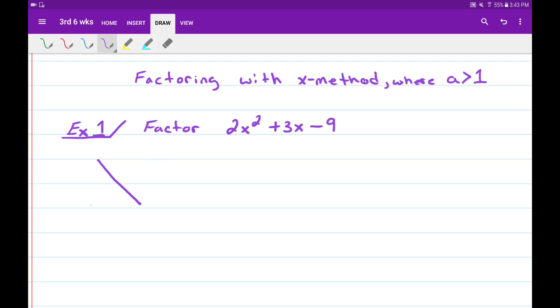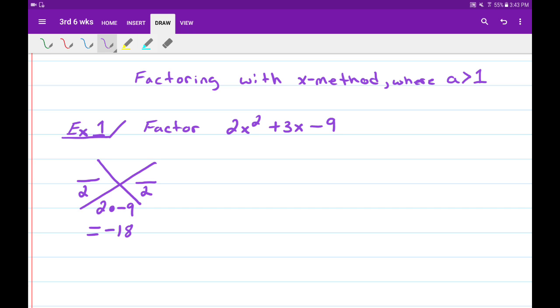So on this part, draw my X. Now on these particular ones, we now have a 2 on bottom because our A coefficient is a 2. Okay, so it's bigger than 1. All right, and then the bottom of the X, that's your A coefficient times your C coefficient. So 2 times -9. And multiply those, we get -18.